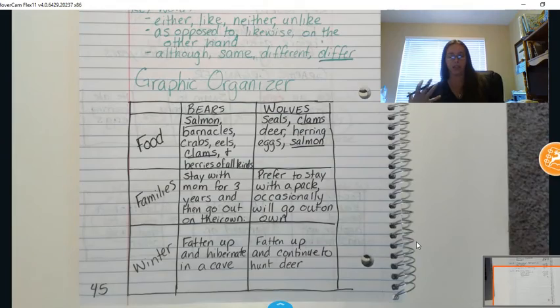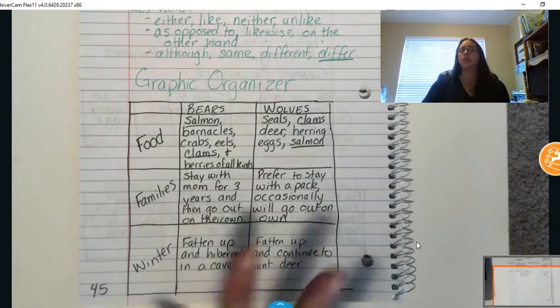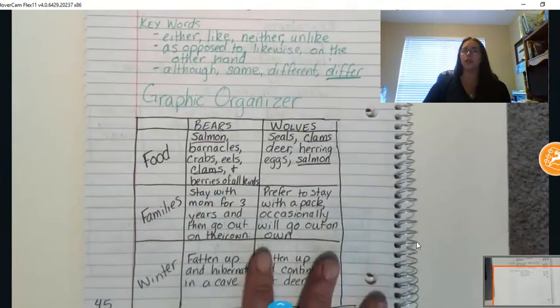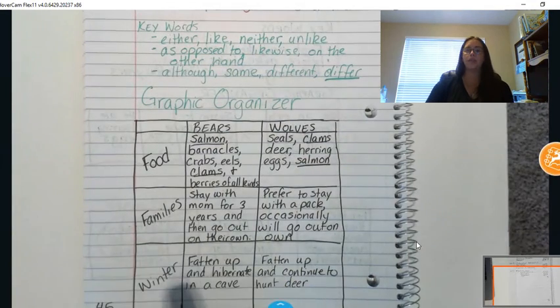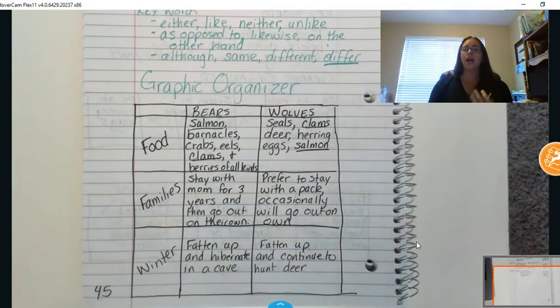All right, so this is our compare-contrast graphic organizer. We compared bears and wolves, and we compared their food, families, and winter habits, and how they differ or how they survive in different areas and different worlds.